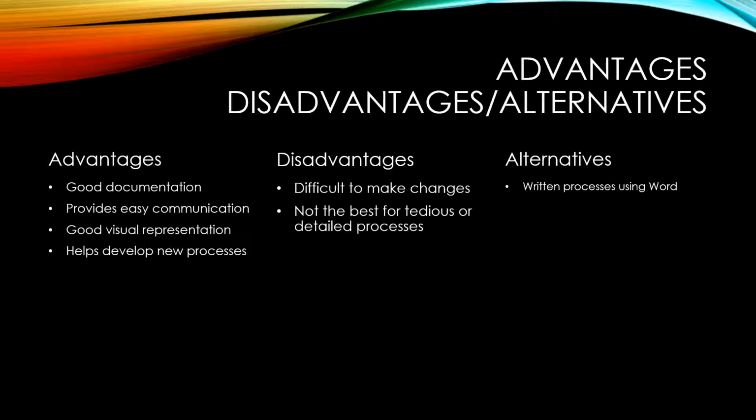So let's look at advantages, disadvantages, and alternatives. So the advantages of a flowchart are you gain good documentation, it provides for easy communication, you have good visual representation, and it helps develop new processes. The disadvantages on the other side are it can be difficult to make changes to an existing flowchart. As well, a flowchart may not be the best usage for a tedious or detailed process such as software logic or computer programming logic. And an alternative to actually doing a flowchart is just to have written process documentation developed in different formats.